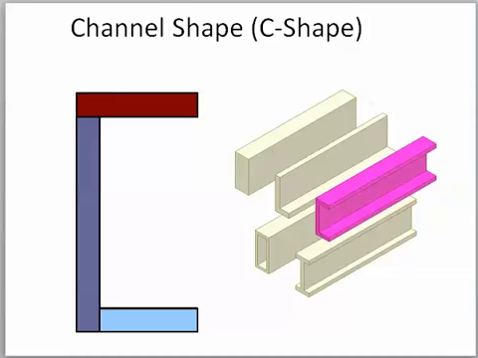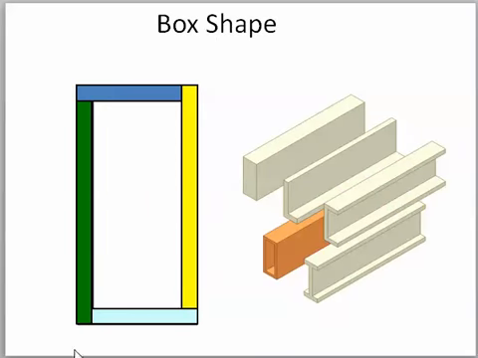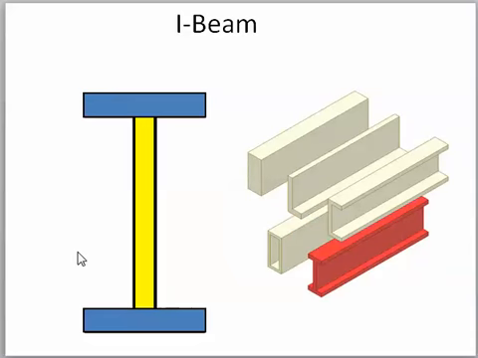They have another one here called a channel shape, which is a C shape. Right here, they cut out all of this part. They have a box shape. You have two structural members on the right and left sides, but they cut out the middle part. And then they have an I-beam. I-beam is probably the one you're most common and comfortable with.